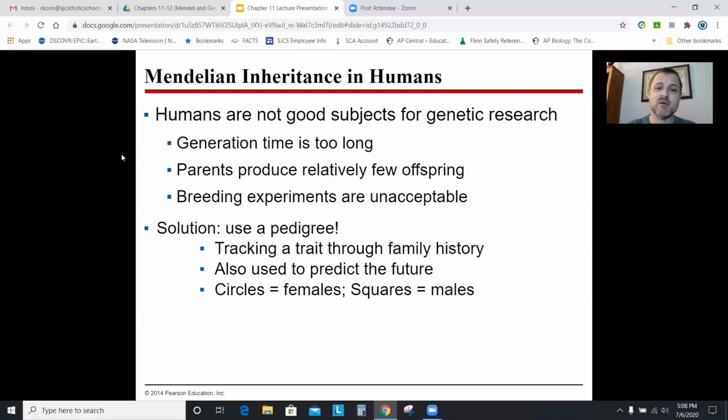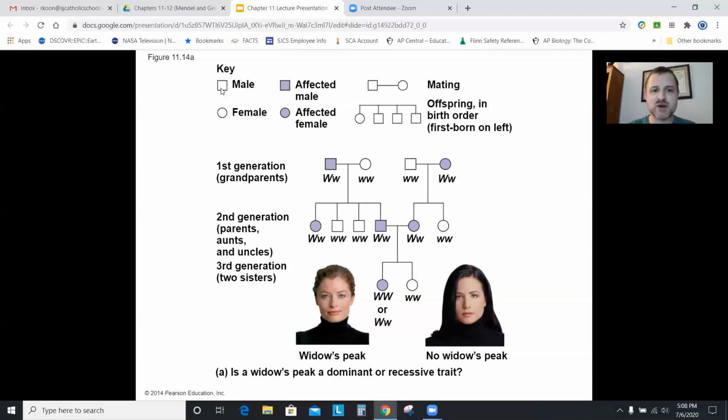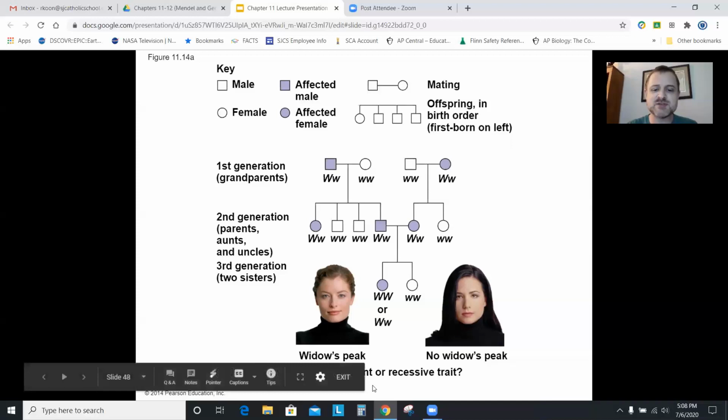A pedigree like this one: squares are males, circles are females. The shaded shape means it has whatever the trait is. This slide shows widow's peak. The slide gives the answer away, but I want you to pretend like you don't know the answer. So the question is, is widow's peak a dominant trait or a recessive trait?